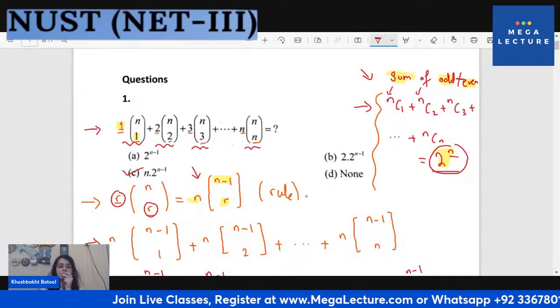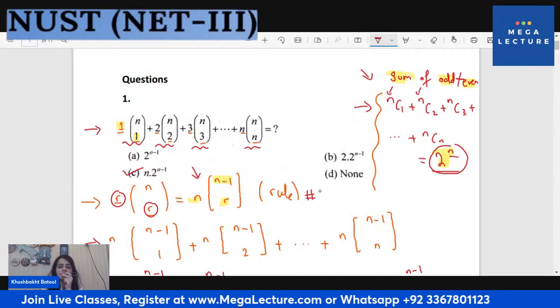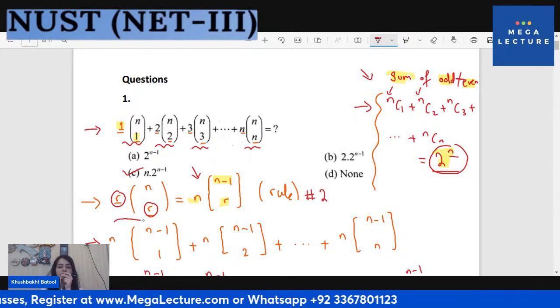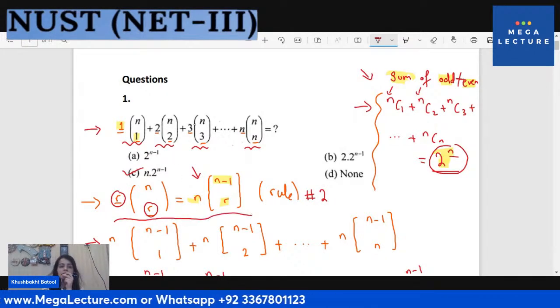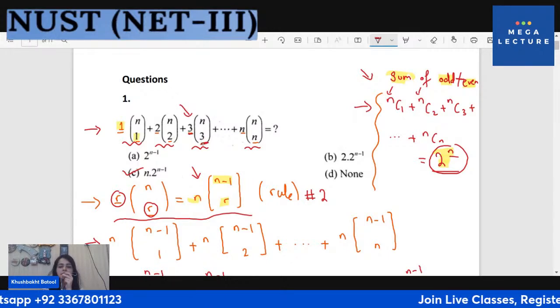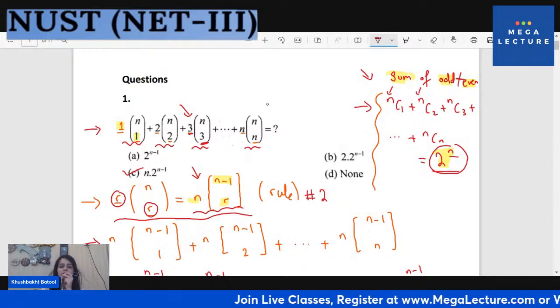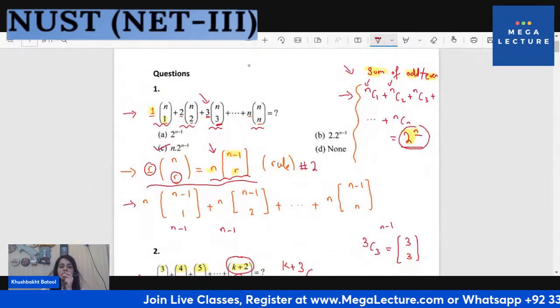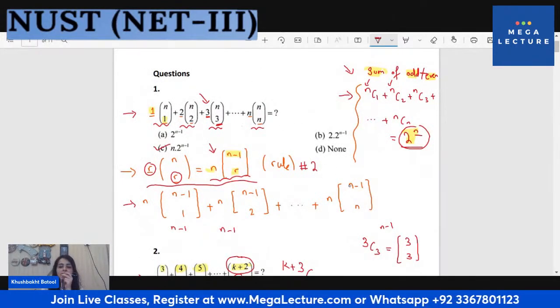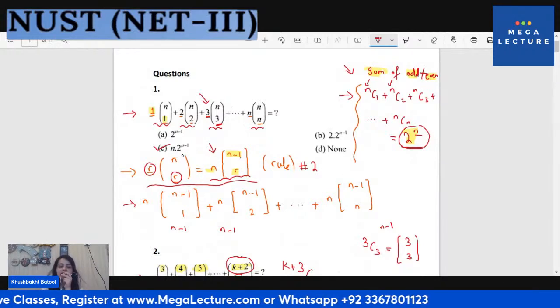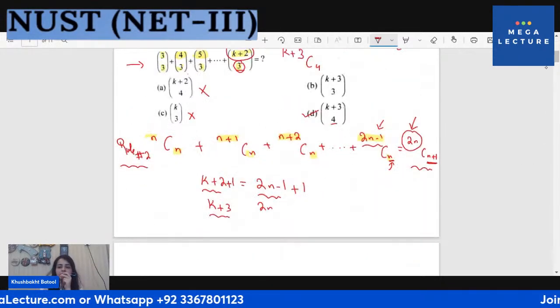Then rule number 2 was this one, that whenever you have such a thing where this number and this number are the same, you can write it like this. And using this concept, I just made a new equation and I was able to find the answer as n into 2 power n minus 1. So this was the first question.